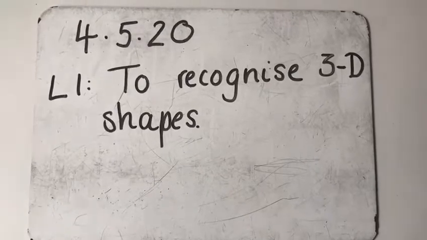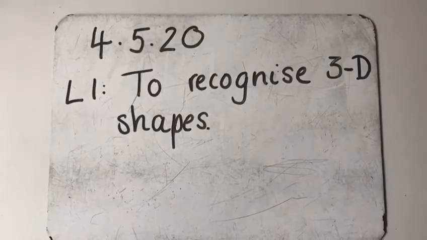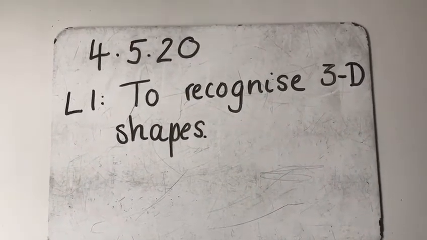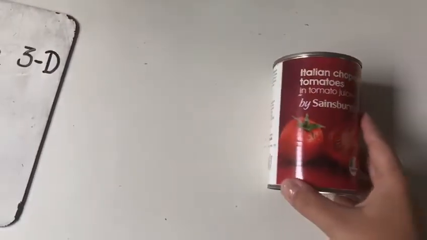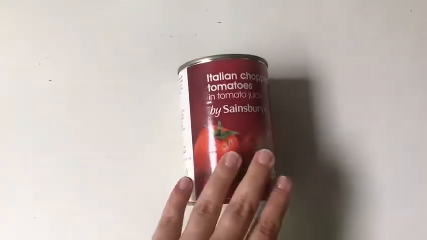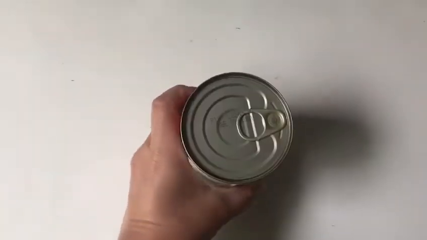Good morning, Year 1. This week in maths we are going to be beginning a new topic, and our learning intention for today for this new topic is to recognise 3D shapes. So let's have a look at some of those. My first one that I've got here is something you might find at home. Let's have a look at it from all angles.